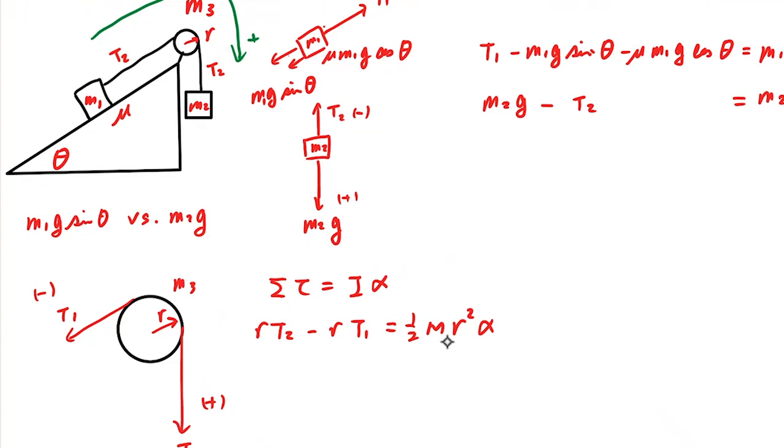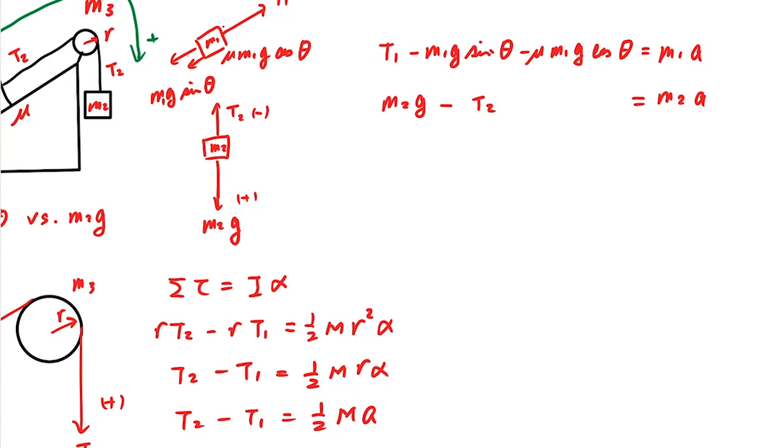Okay, so divide both sides by r. So we have T2 minus T1 is equal to 1/2 m r alpha. Tell me what r alpha is. A. Now we copy this and paste it up there. You get it? So we have T2 minus T1 is equal to 1/2 M3. Sorry, M3. Our pulley is M3.